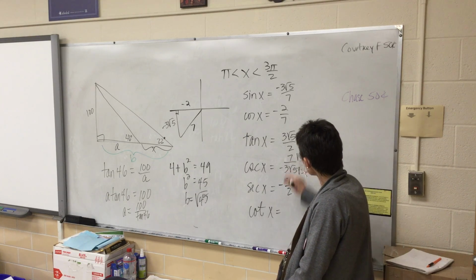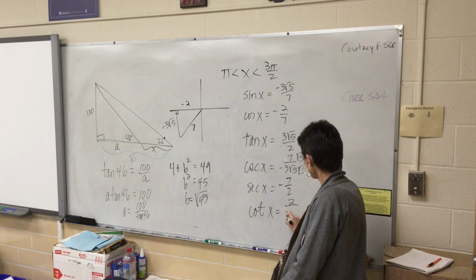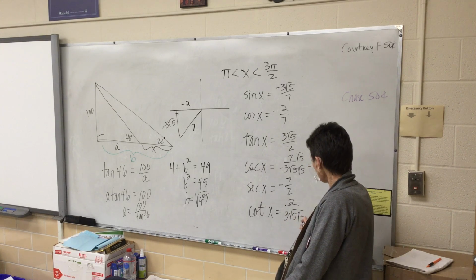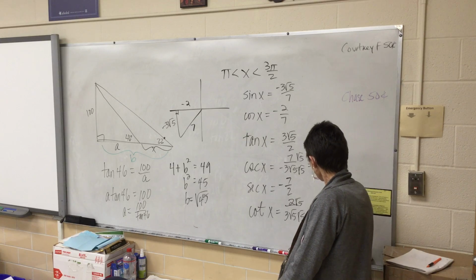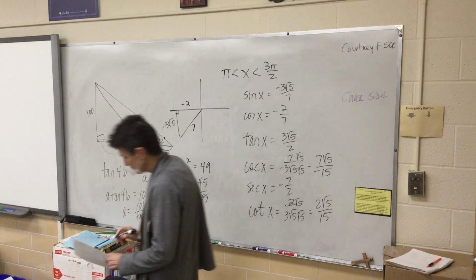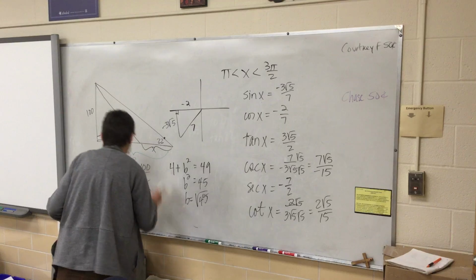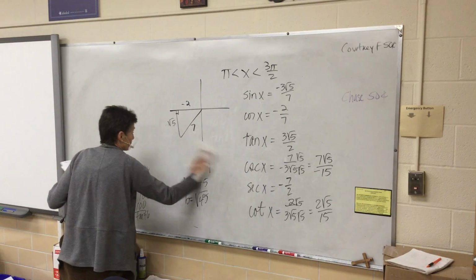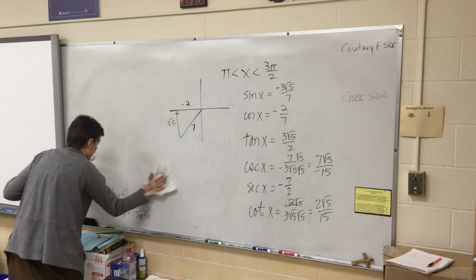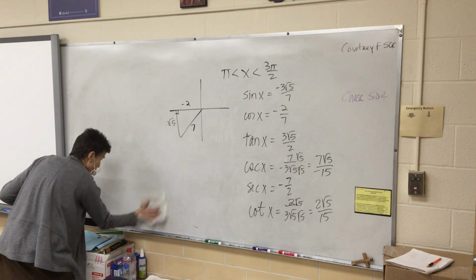And then cotangent is going to be 2 over 3 root 5. So we got the same thing going on. I got 2 root 5 over 15. Is that what you got when you simplified that, or I should say rationalized it? All right, does anybody have a question about that one?